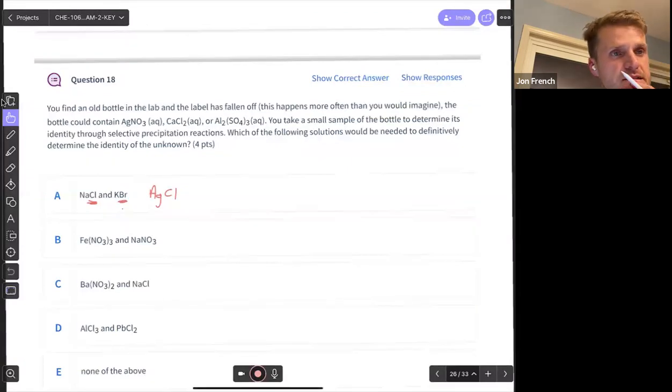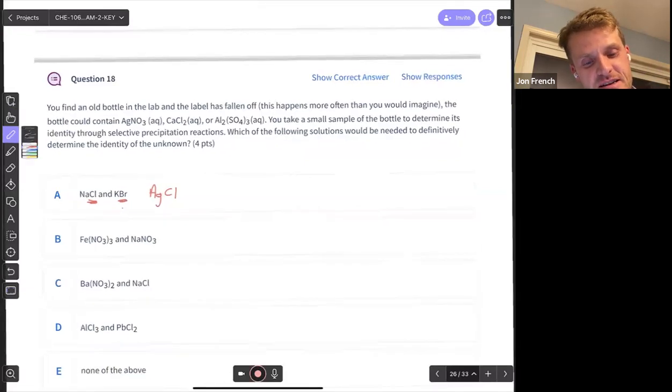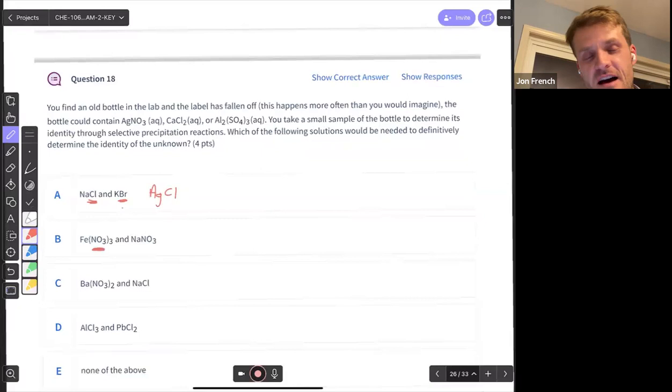So for 18, if I have sodium chloride, potassium bromide, I add this. The only thing I could precipitate is silver chloride. So that wouldn't help me. If I added iron nitrate, right, nothing with nitrate precipitates. So this is not going to determine anything, is it? Nothing's going to precipitate.